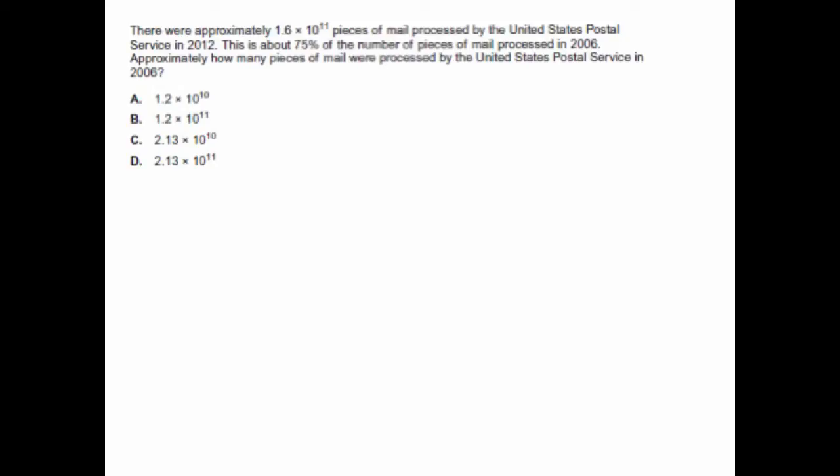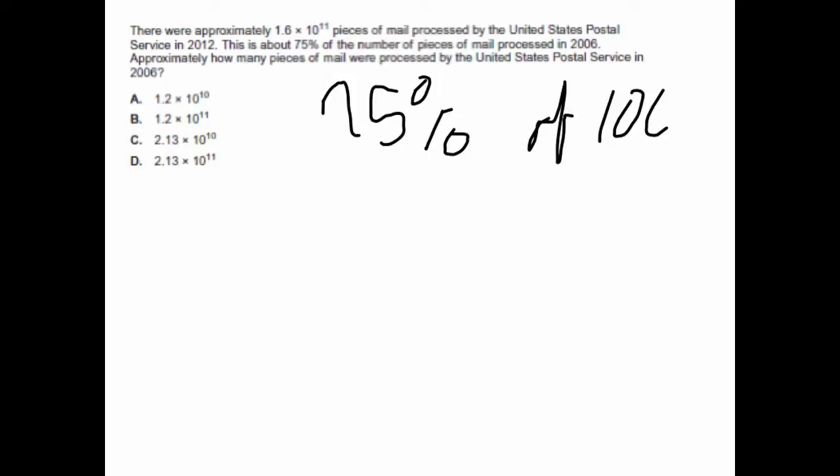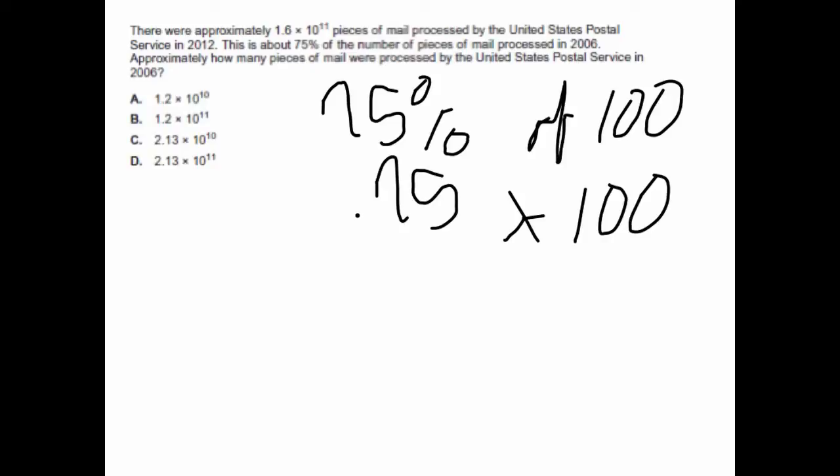Let's do one more. There were approximately 1.6 times 10 to the 11th pieces of mail processed by the United States Postal Service in 2012. This is about 75% of the number of pieces of mail processed in 2006. Approximately how many pieces of mail were processed by the United States Postal Service in 2006? All right, a lot of you guys are probably sitting here like, what do I do? However, what if I had asked you what 75% of 100 was? That means you would just multiply 100 times 0.75. And you would come out with 75. We're going to do the same thing here, just using scientific notation.